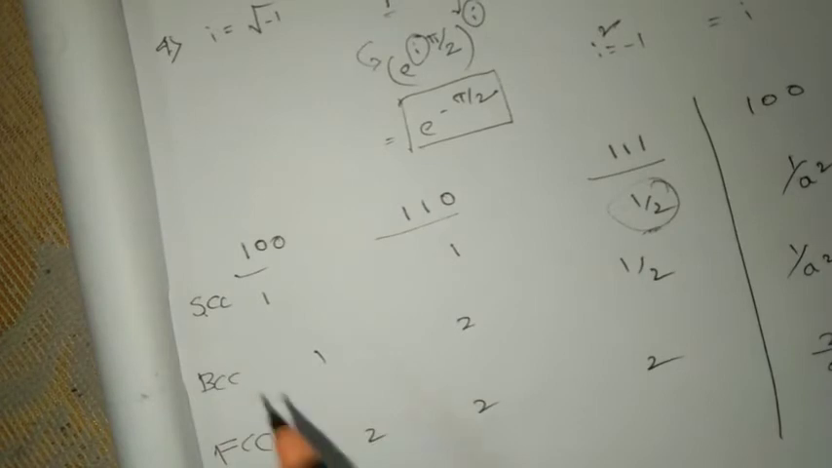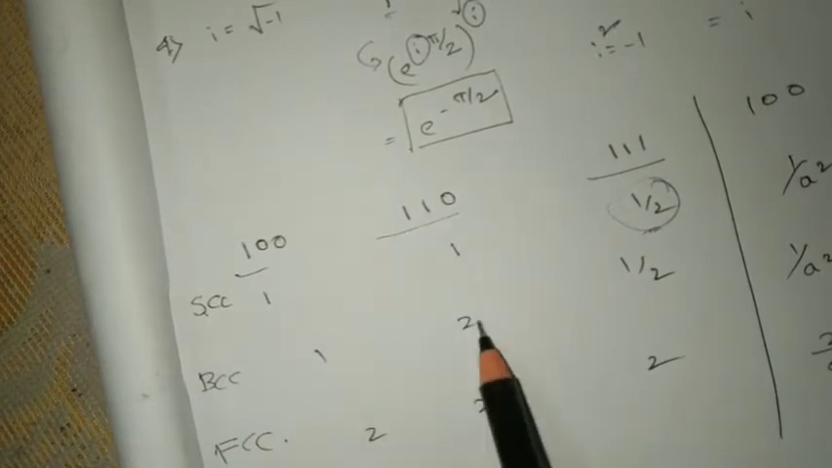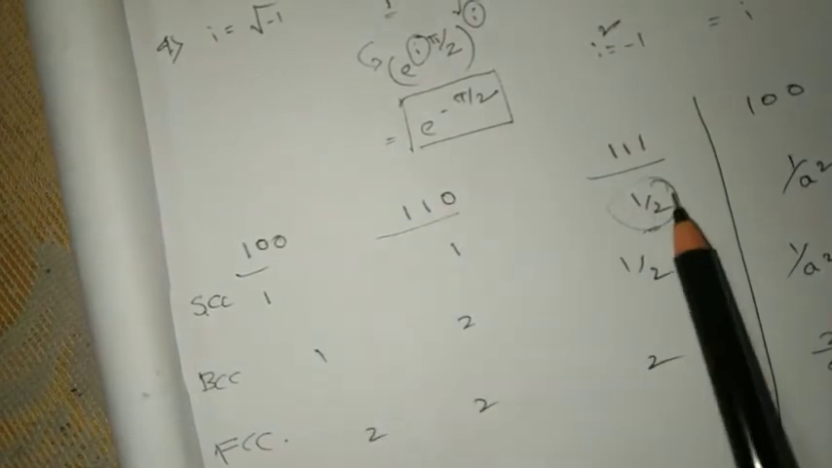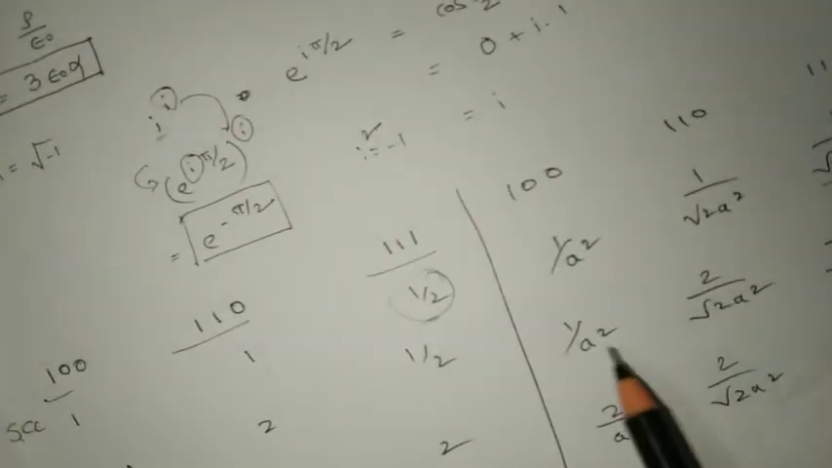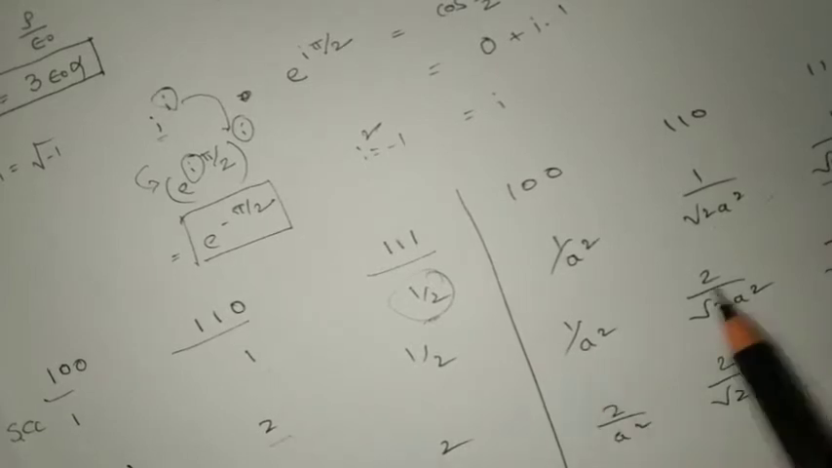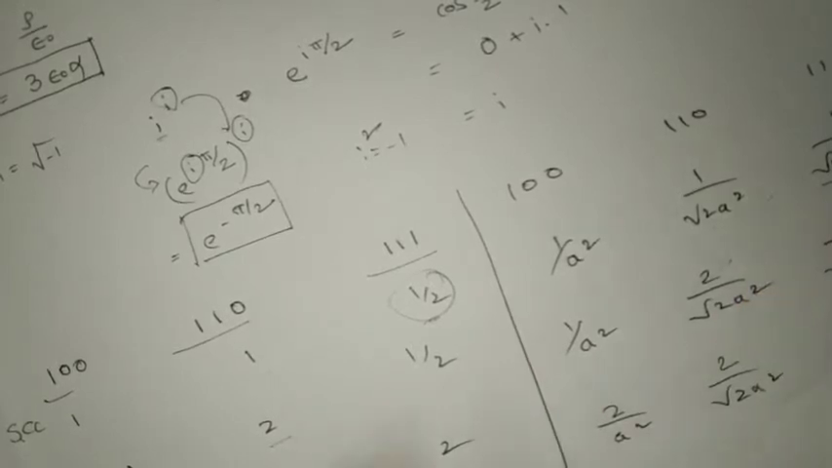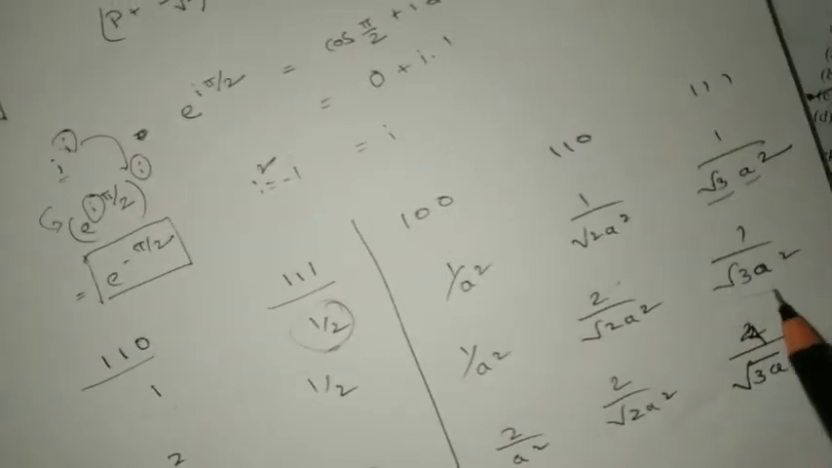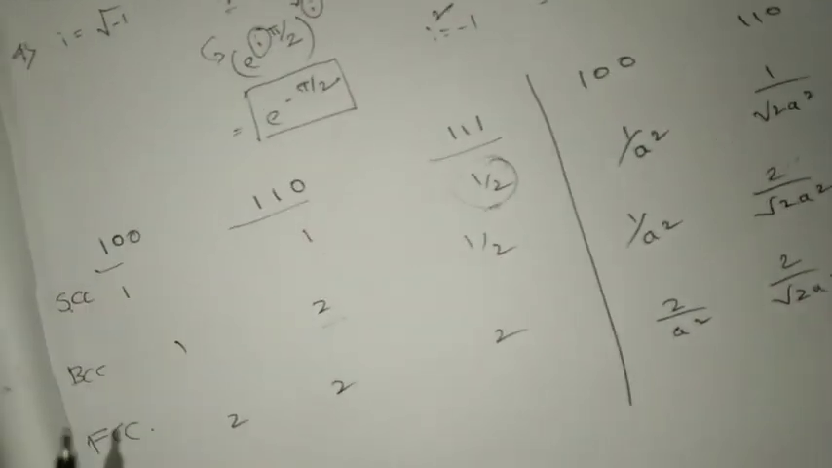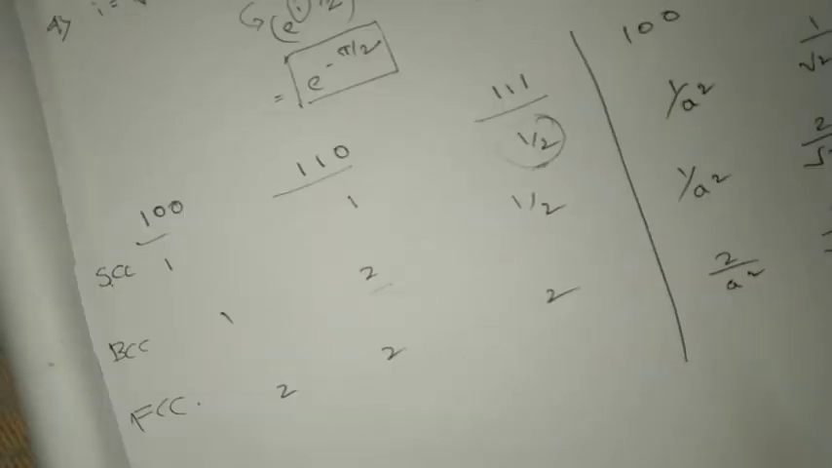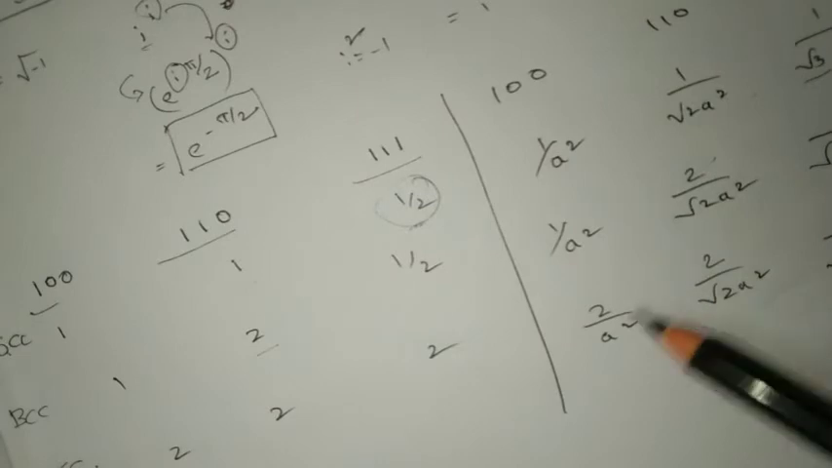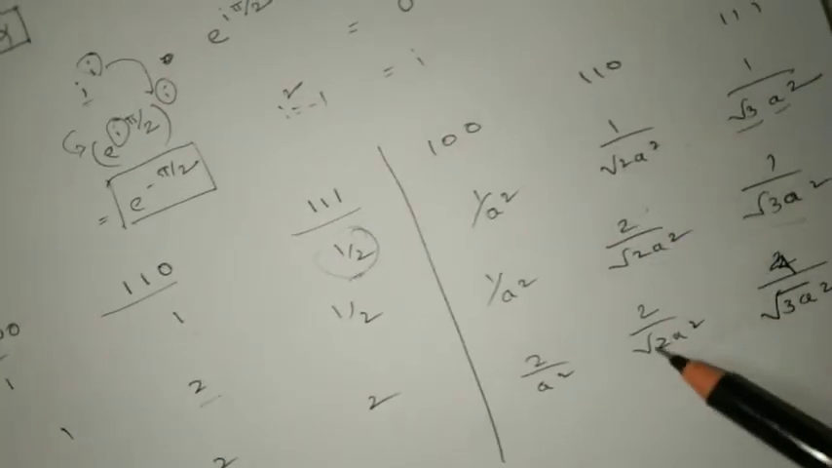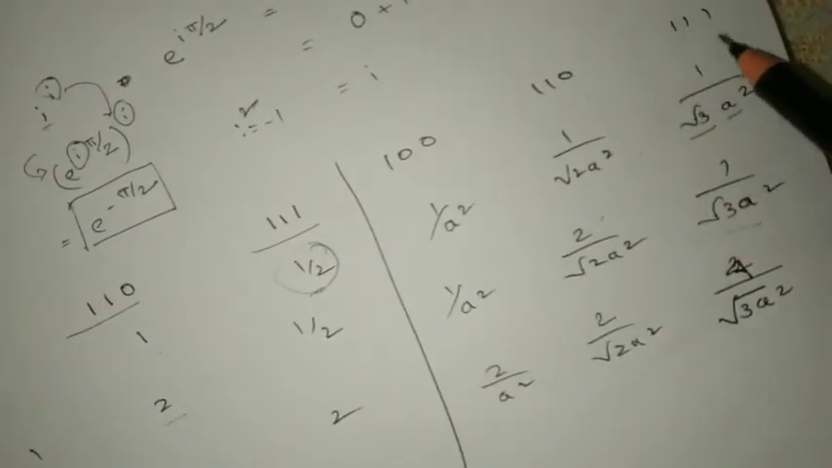It is 100, it is BCC, it is 1 2 half. Here is 1 1 half, it is 1, change the second one, it is 2, it's half. Okay, next same thing, 1 upon a square, here it is 2, you have to put 2 over here, and it is half, don't put half, it's 1 upon root 3 a square. Okay, next. For FCC it is 2 2 2. See here, 2 upon a square for 100, 2 upon root 2 a square for 110, and for 111 it is 4 upon root 3 a square.